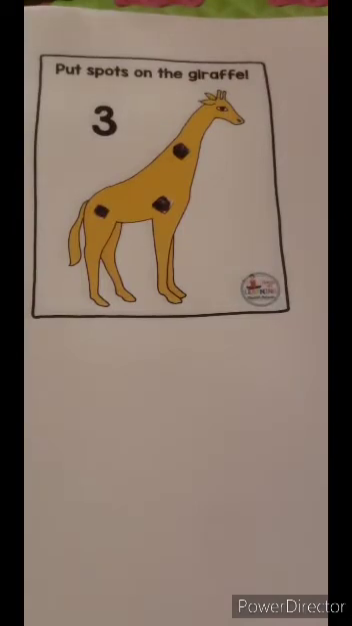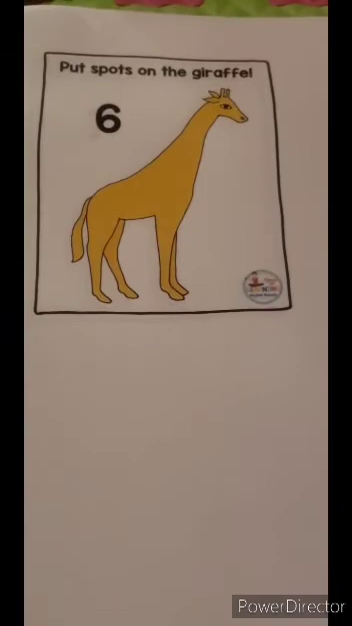What number comes next after 3? It will be what? 4. Yes, the number 4. Okay, so we have another giraffe without any spots. How many spots do we put on this giraffe? And remember, we could identify the number that's next to the giraffe so we could know how many spots to put on a giraffe. Can you identify that number? That is the number 6.